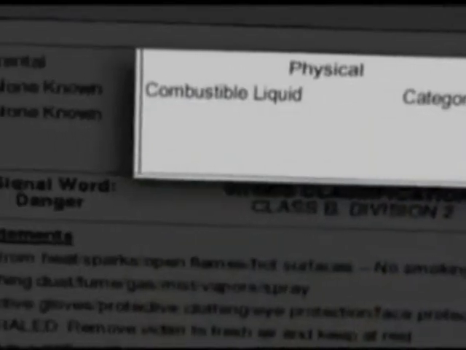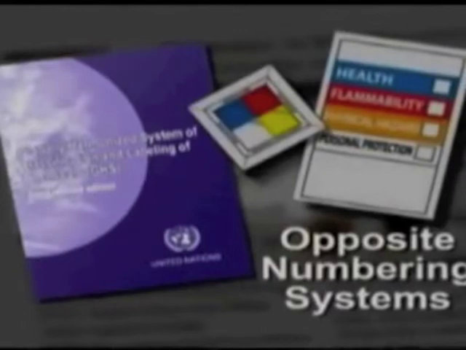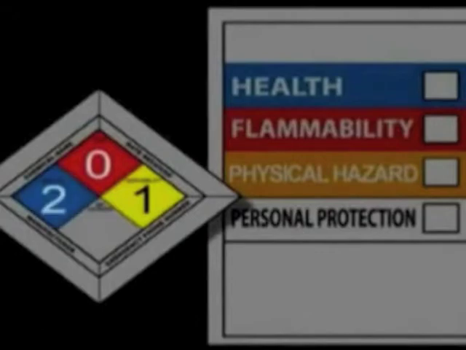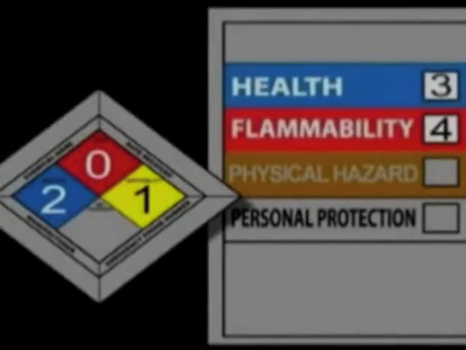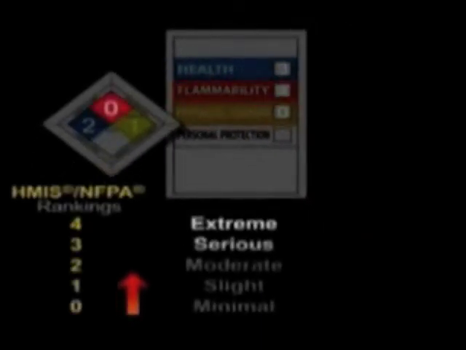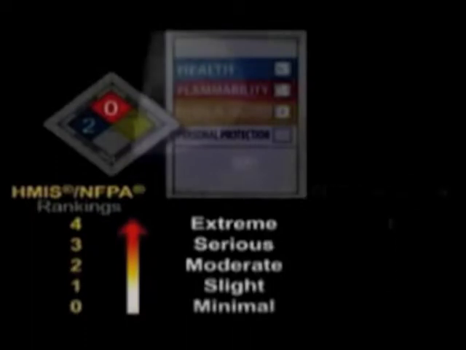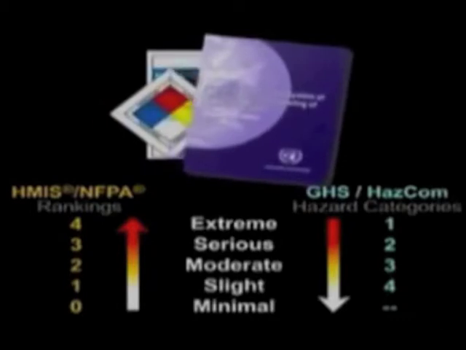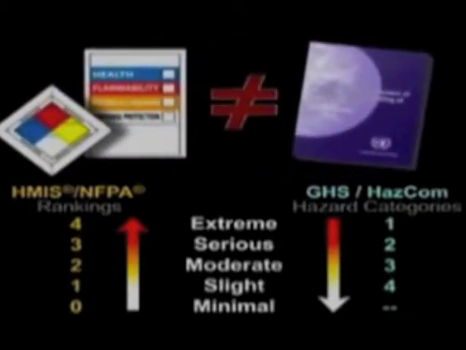Now there's a tricky part here. Be aware that the numbered hazard categories under the GHS are the opposite of the numbering system used by the HMIS and NFPA labels. Recall that HMIS and NFPA workplace labels use a 0 to 4 rating system, with 4 being extreme hazard and 0 being minimal hazard. Under the GHS, 4 is the least severe hazard category, and 1 is the most severe. You must pay really close attention to the source when you see one of these hazard ranking numbers.